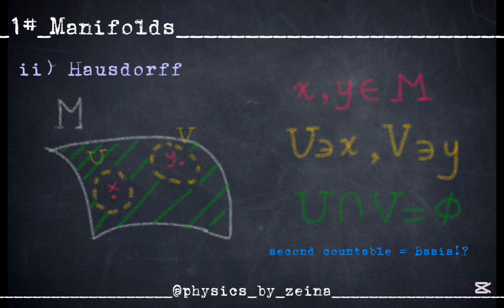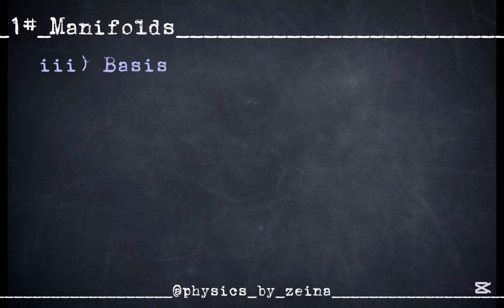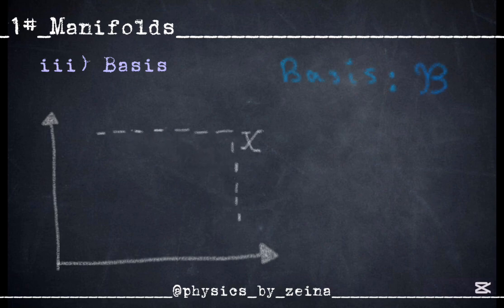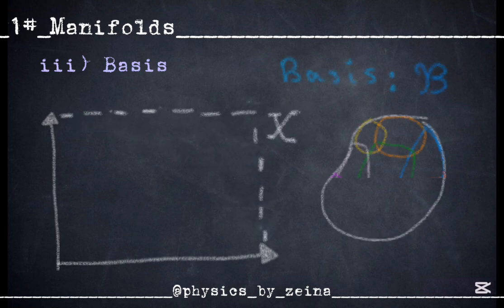It is also second countable, where there exists a countable basis for the topology of the manifold. But what is a basis? It is a collection of open sets B for a topological space X, such that a set of shapes can cover the entire space by overlapping them.